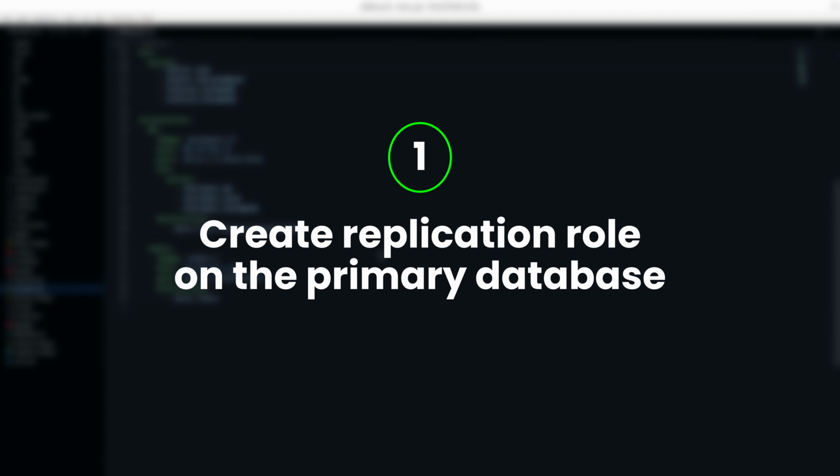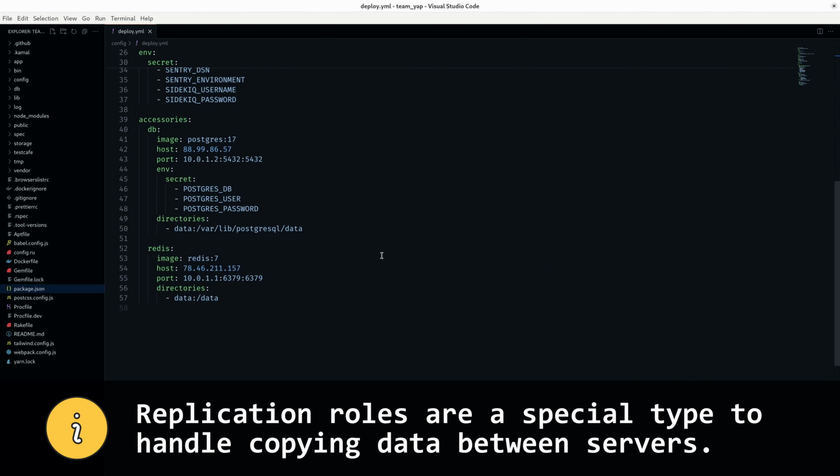The first thing I need to do is set up a new database role or user in my primary PostgreSQL database to allow my replica database to connect to it. The role will be set up as a replication role, which at a high level is a special type of role that can manage replication slots, allowing PostgreSQL to handle how it copies data between replica databases.